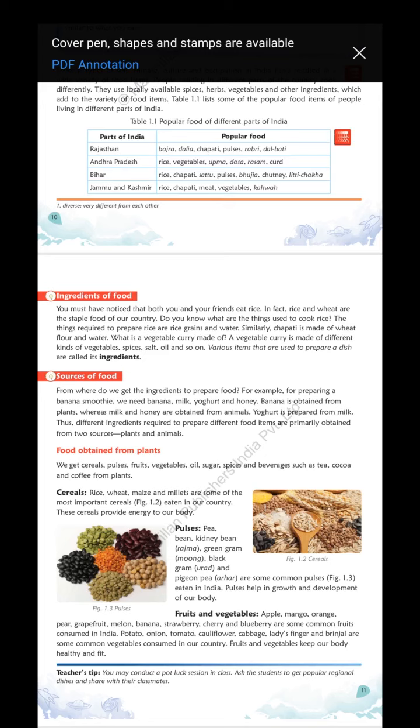Tea powder we are getting from another plant. And cereals means rice, wheat, maize, millets. Millets means chirudhanyalu. Wheat, rice, maize and millets are some of the most important cereals, and they provide energy to our body. And the next one, pulses. Pulses means pea, bean, kidney bean, green gram, black gram. Okay, these are all pulses.